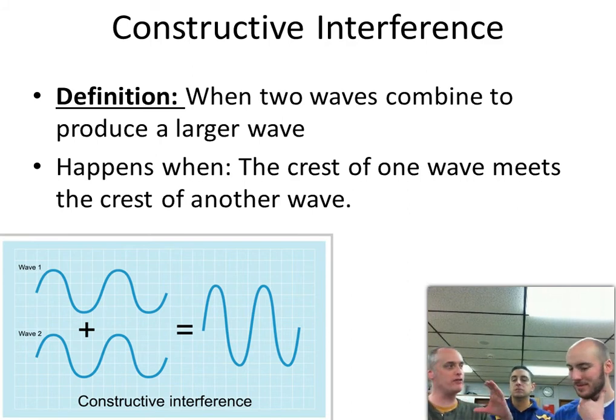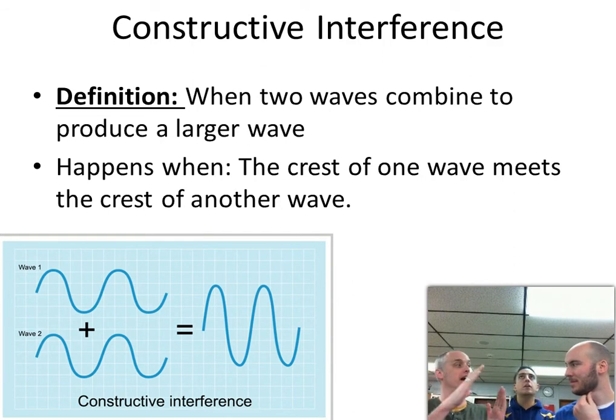So if you've got a wave with an amplitude of 2 units and it constructively interferes with a wave with an amplitude of 1 unit, they're going to make a new wave that is 3 units tall.